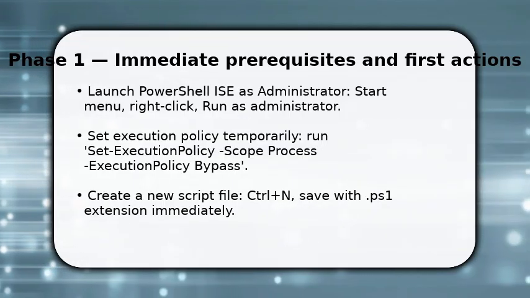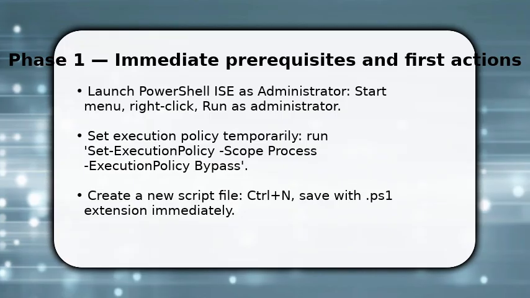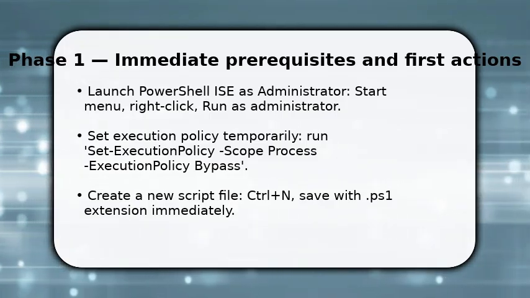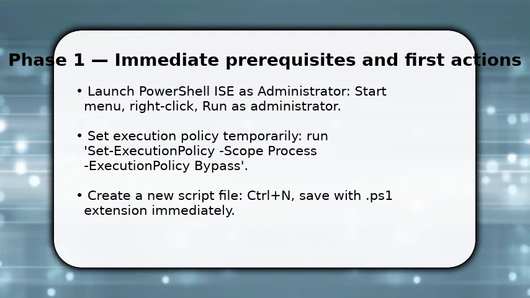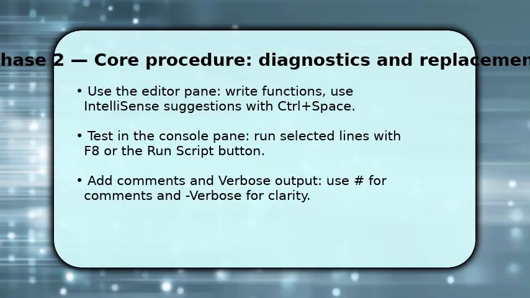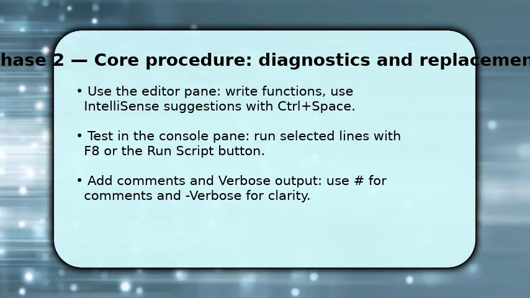Next, create and save a new file with a .ps1 extension. Do this now, because saving preserves encoding and prevents line-ending surprises when you execute. Make sure your working directory is where you want to run files. You now write the actionable core. Start with small functions and comment your intent using hash so you understand why each step exists.